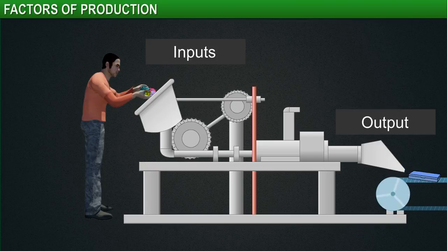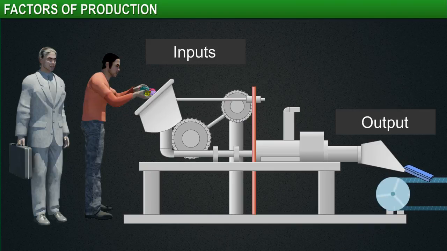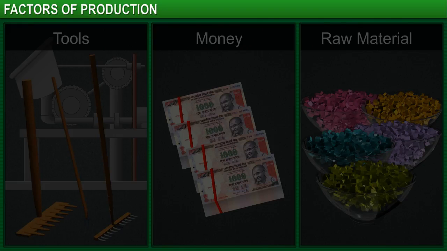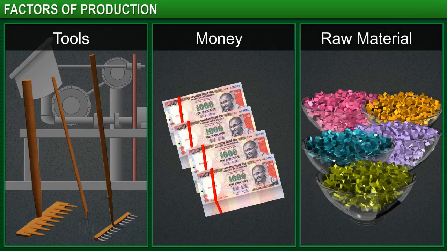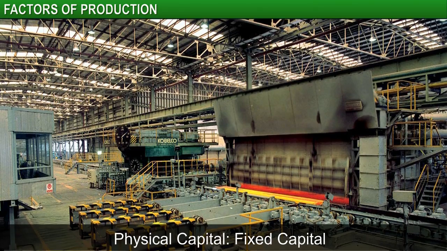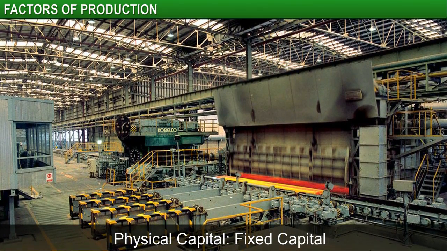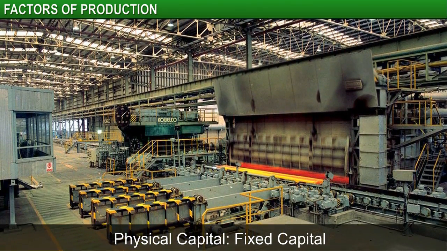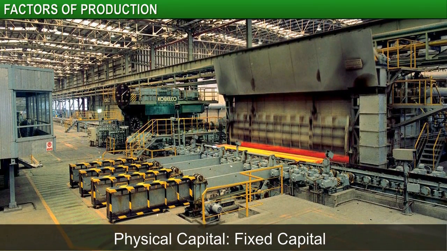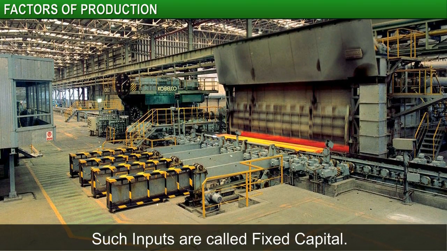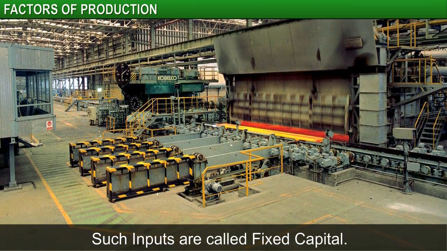The most important factor here is the entrepreneur, who is willing to risk his capital to start a production activity. Physical capital includes inputs like machinery and tools, money and raw material required for production. Some inputs like the building of a factory and the tools and machinery installed in it can be repeatedly used for production year after year. They do not get used up in production. Such inputs are called fixed capital.